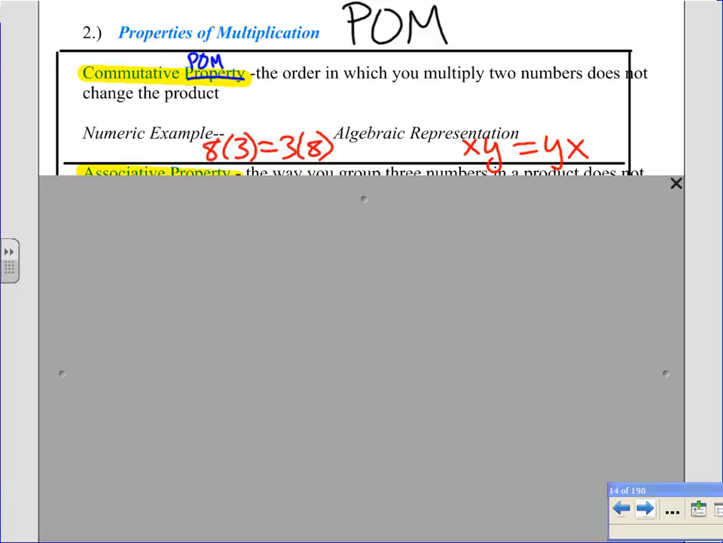Commutative POM, property of multiplication. Just like addition, the order in which you multiply 2 numbers does not change the product. So just like commutative POA was, the order in which you add them does not matter. This one is the order in which you multiply them does not change the product. And you can shorten these definitions if you need to. Lots of writing today, sorry. 8 times 3 is the same thing as 3 times 8. Just like using variables, x times y is the same thing as y times x.